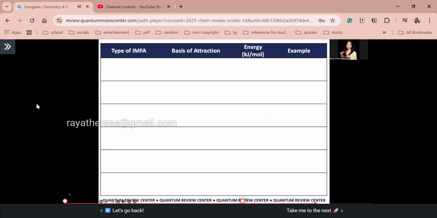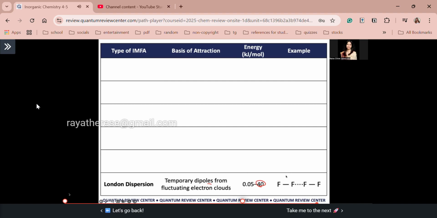Okay, so let's compare the types of intermolecular forces in increasing energy, meaning from the lowest to highest energy. Okay, so guys, when we say highest yung energy ng attraction, meaning mas mahirap i-break yung attraction. Pag low naman yung energy, meaning it takes only low energy to break the attraction. Okay, so the lowest energy is the London dispersion forces. Its basis of attraction is the temporary dipoles from fluctuating electron clouds. So it has a low energy of maximum 40 kilojoules per mole.